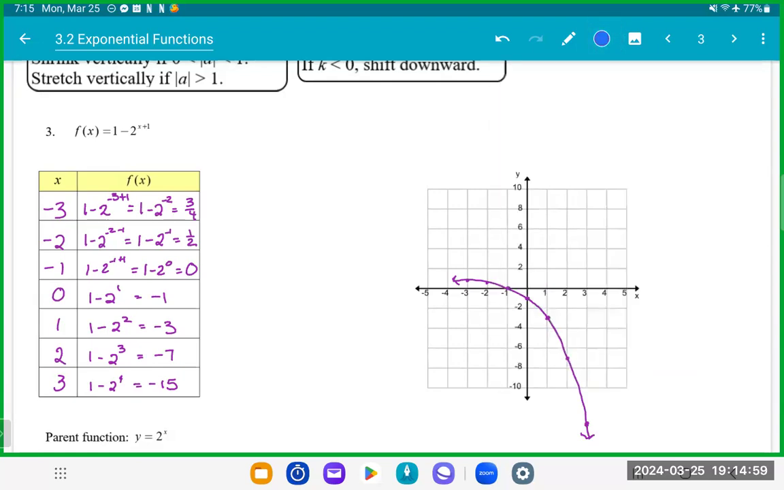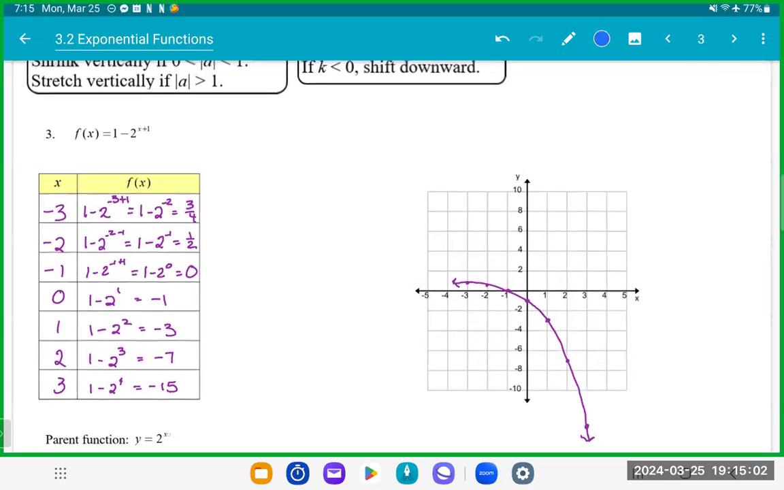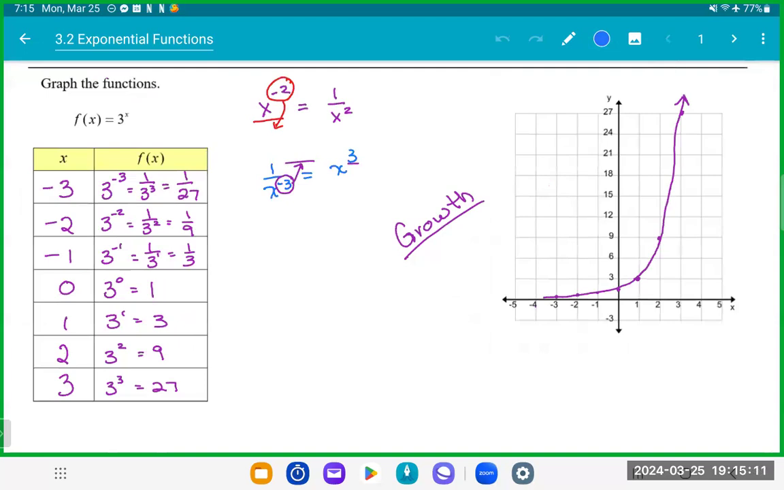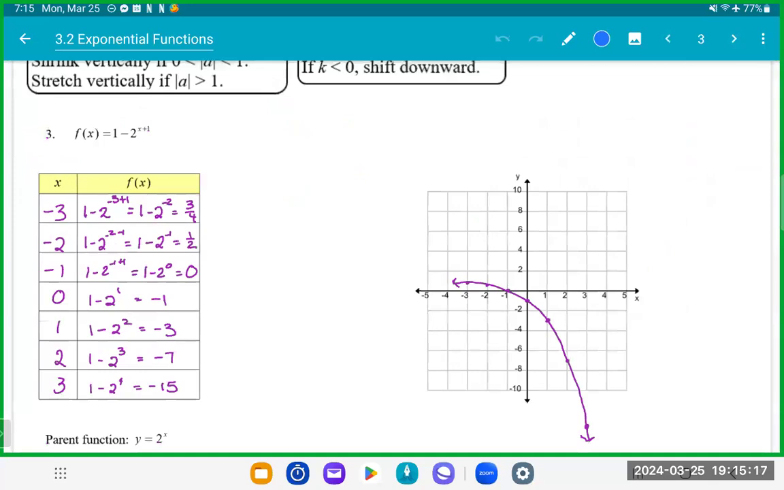And if we were looking at just the parent function, 2 raised to the x, I think that we did that one. Well, we did 3 raised to the x, but it'll look like this, but instead of a magnitude of 3, it's going to be a magnitude of 2. So it would look something a little more along those lines, right? So those are the inverses of one another.